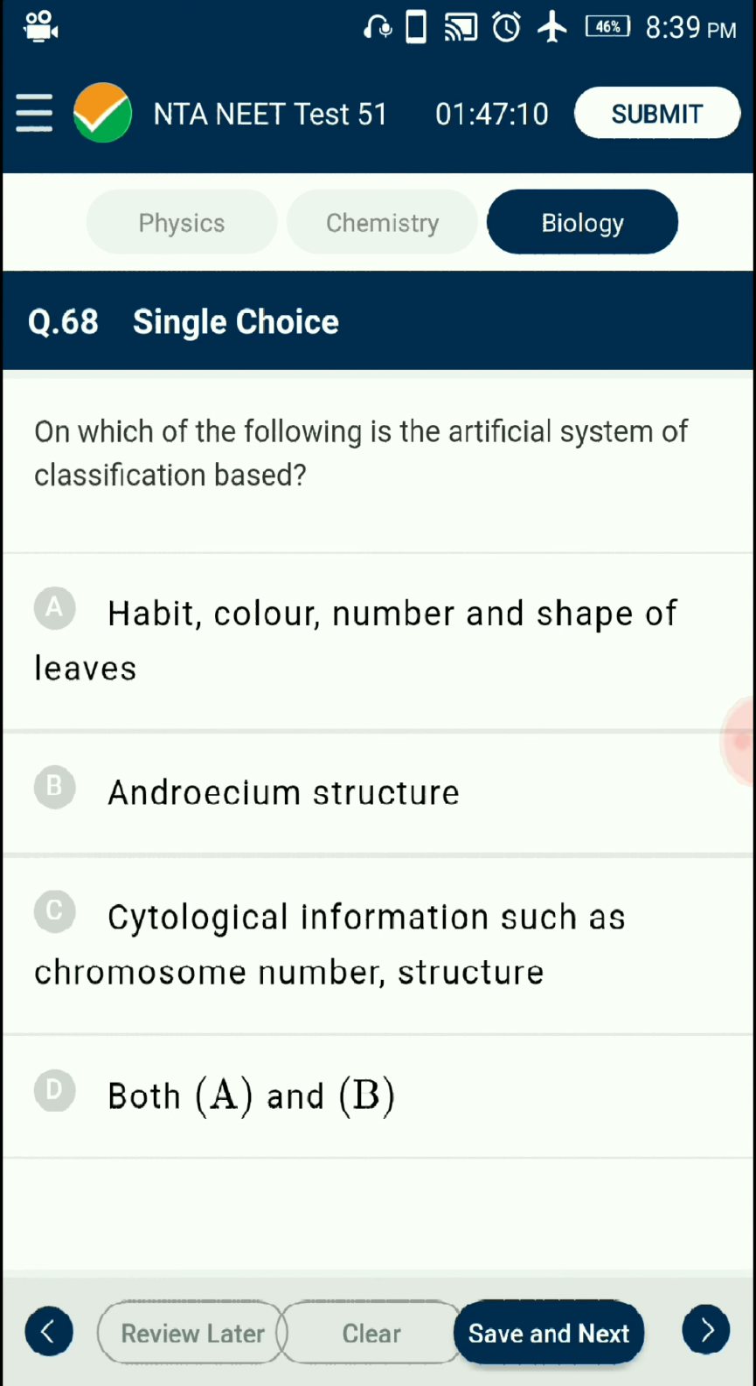Question number 68. On which of the following is the artificial system of classification based? The artificial system of classification was based on gross morphological and sexual characteristics, and it gave equal weightage to all characters. They were able to separate closely related species. So the answer is option D, both A and B are the following statements.